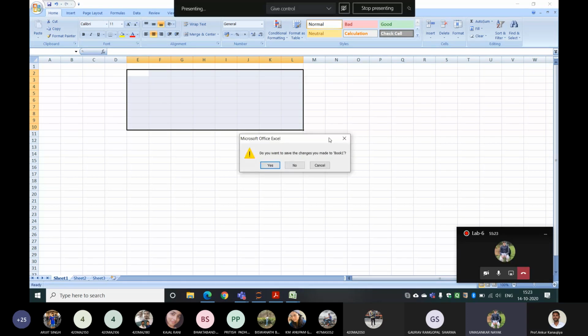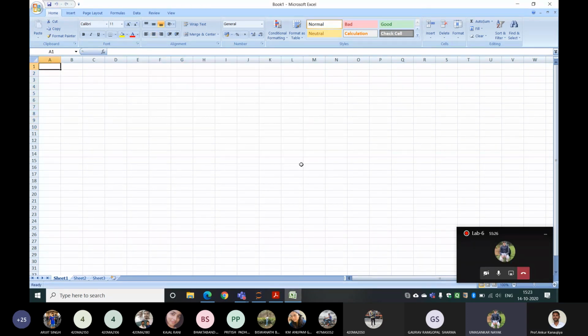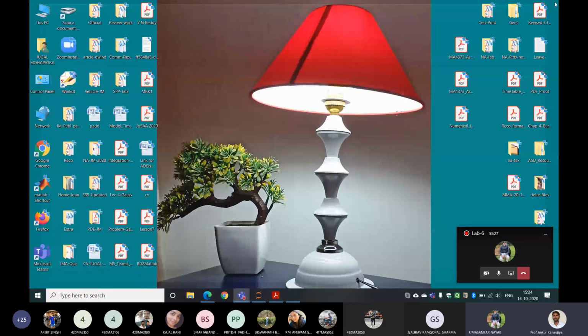Sir, for backward, we can do it like that. Yeah, just reverse the loop. Like n, it will start, then decrement, and go up to 0. Okay, sir.